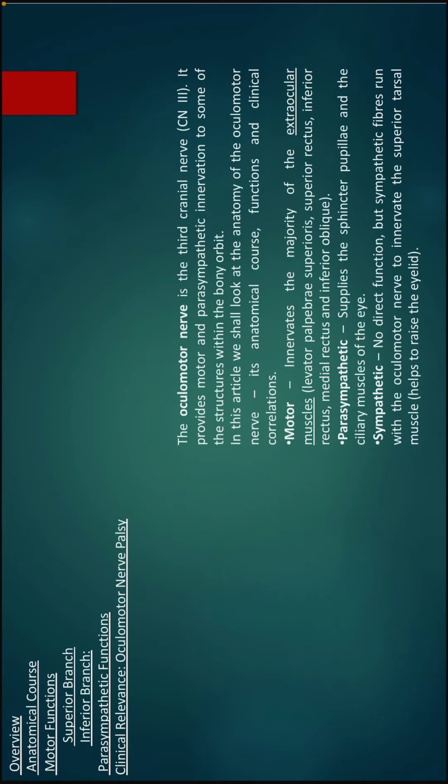The motor component innervates the majority of the extraocular muscles, which include the levator palpebrae superioris, the superior rectus, the inferior rectus, the medial rectus, and the inferior oblique. The parasympathetic supplies the sphincter pupillae and the ciliary muscles of the eye. It also carries a small branch of sympathetic fibers which run within the oculomotor nerve to innervate the superior tarsal muscle, which helps to raise the eyelid.